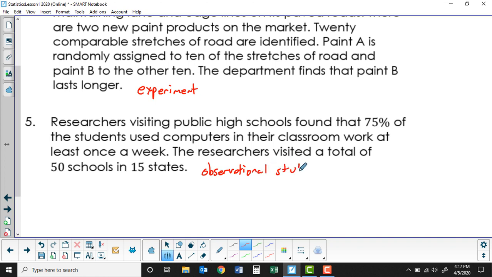Why is it an observational study? It's because this data already exists. Okay, this data already exists. I know some people might say it could be a sample survey.